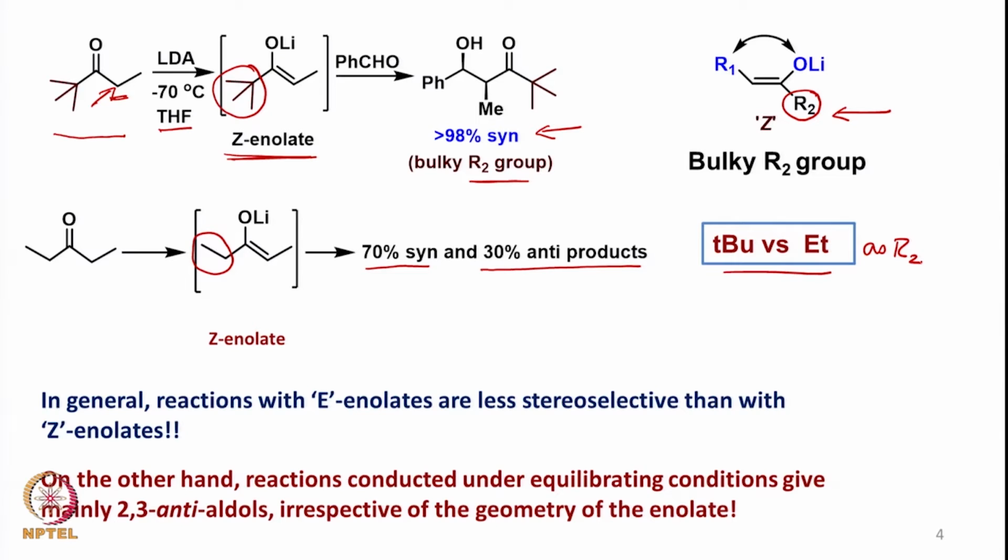In general, it has been found that reactions with E enolates are less stereoselective than with Z enolates. On the other hand, reactions conducted under equilibrating conditions give mainly 2,3 anti-aldols irrespective of the geometry of the enolate. That means the thermodynamically more stable 2,3 anti-aldols are formed if the reaction is allowed to continue or is conducted under equilibrating conditions. But if the reactions are not performed under equilibrating conditions, then of course the Z enolates give better selectivity than the E enolates, and we will see how that happens.